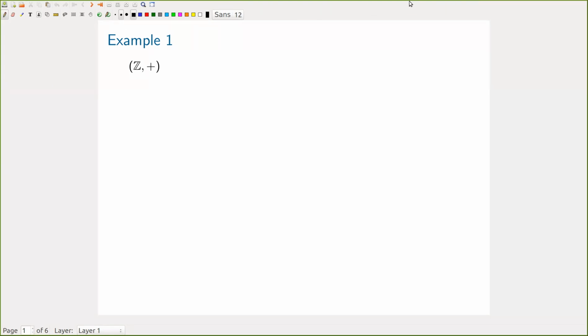Okay, our first example is the set of integers. Z, as everybody knows, is the set of whole numbers, positive and negative and 0. It's got 0, it's got all the positive integers, 1, 2, 3, and so on, and all the negative integers, -1, -2. And in this presentation we've written Z with a plus sign after it, and that just means that the plus sign represents the operation of addition of integers.